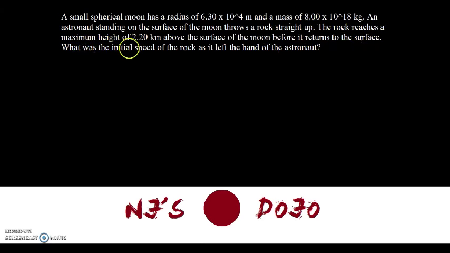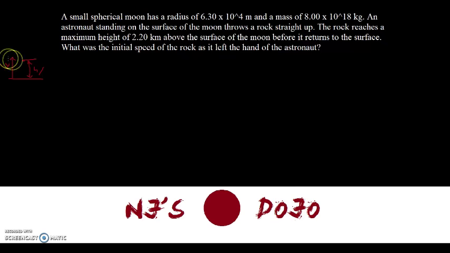The rock reaches a maximum height of 2.20 kilometers above the surface of the moon before it returns to the surface. What was the initial speed of the rock as it left the hand of the astronaut? So basically, we can draw a simple diagram just to see how the problem plays out. If this is your y value, your rock is thrown upward and it reaches a height. Basically, this height is its highest point on its straight line trajectory.